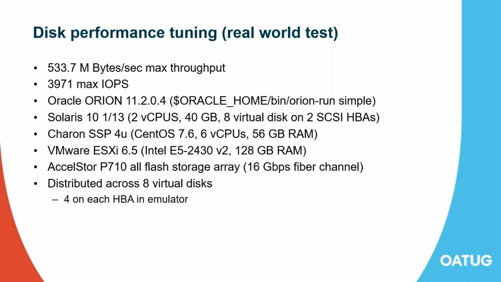and then turned it loose with a simple test in Orion, and we did this a couple times, and got 533 megabytes per second of sustained throughput out to the disks, and we were able to get just shy of 4,000 IOPS sustained. When we started off, we just did one big file on one SCSI channel, and we got about half of that.